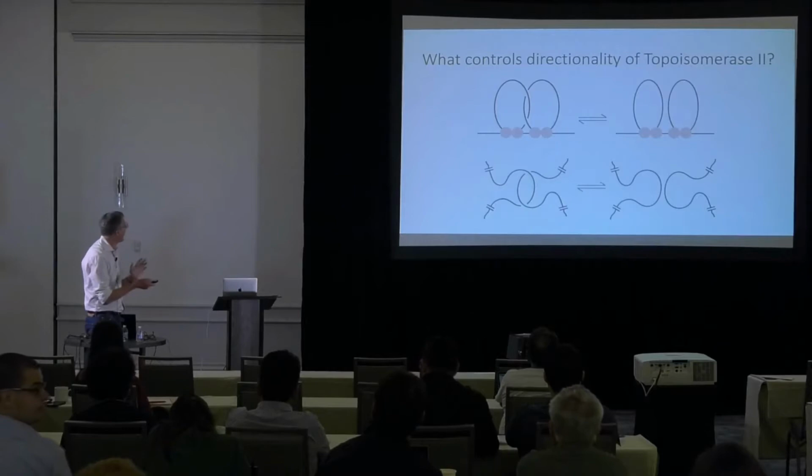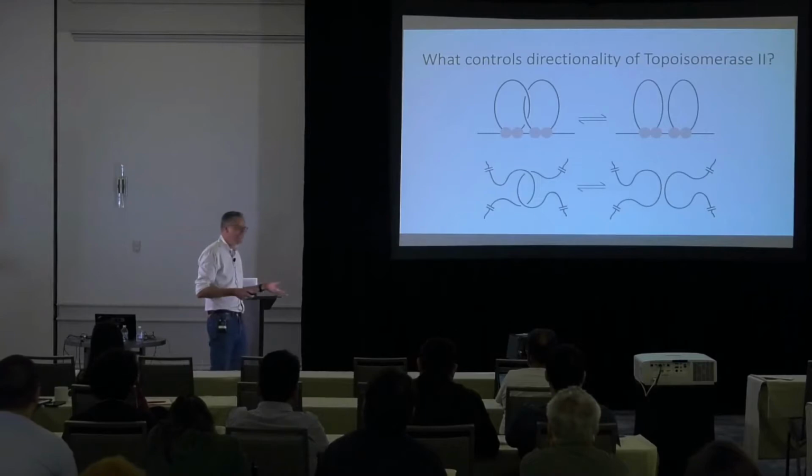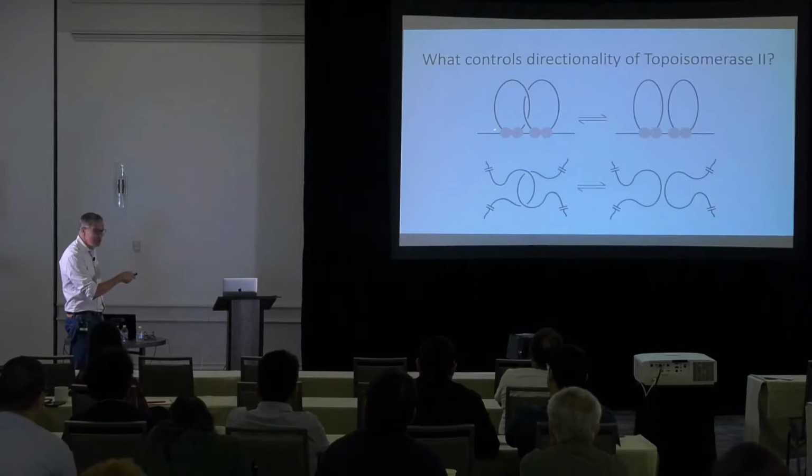For some reason, in cells, either there's no TOPO2 activity, which would be a shocker, or there is TOPO2 activity, and TOPO2 knows what it's doing, or it's being told what to do, so that catenations or entanglements are being selectively removed.